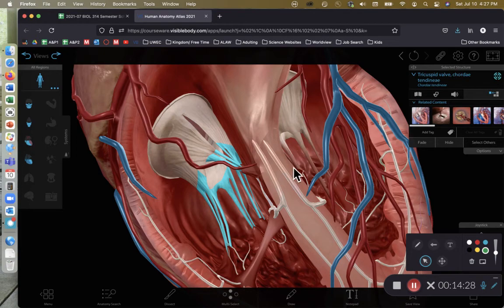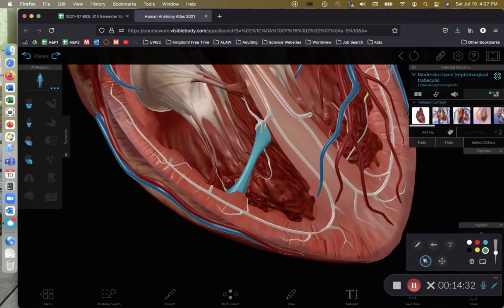There's also another structure that's only present within the right ventricle, and that is the moderator band. And that moderator band helps to keep the right ventricle from overinflating, or overfilling, with blood as we look at it.